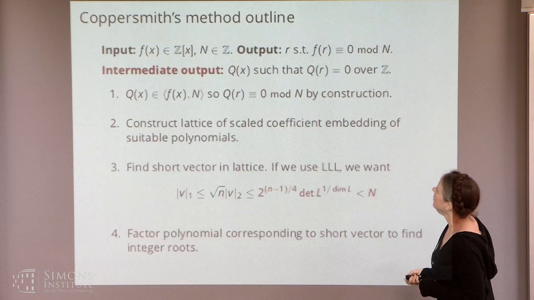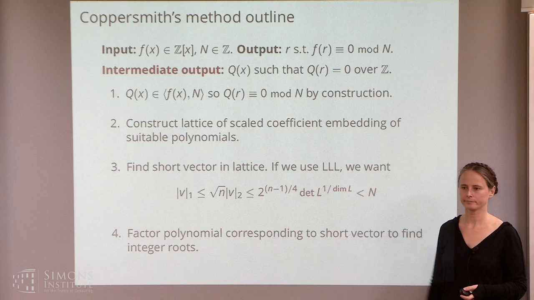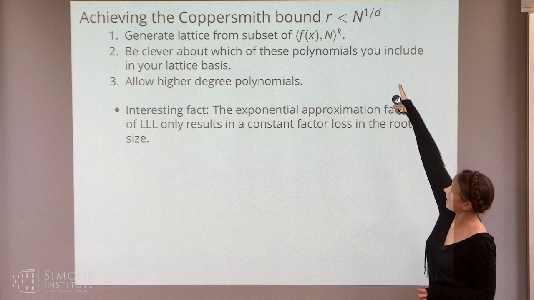I think I have the calculations later on. But basically, what you do is you just construct lattices, check the determinant bound, and if the determinant bound says that this applies, then you're good. So actually achieving the Coppersmith bound of like n to the 1 over d is a little bit annoying. There's an optimization problem that I don't want to show you.